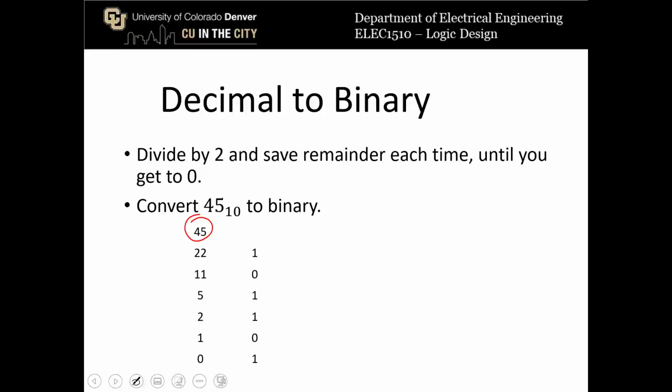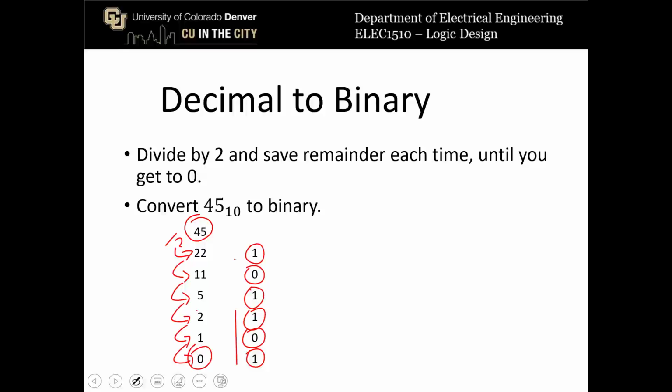When we divide it by 2, we get to 22 with a remainder of 1. Now, once again, we divide that by 2 to get 11 with remainder 0. Divide by 2 again to get 5 with remainder 1. Divide by 2 again to get 2 with remainder 1. Divide by 2 to get 1 with remainder 0. And then finally, divide by 2 to get 0 with remainder 1. So eventually you need to get to a 0 here. And then you know that you're finished.